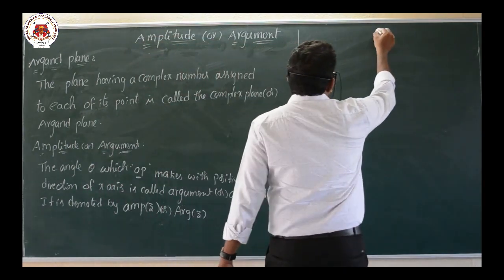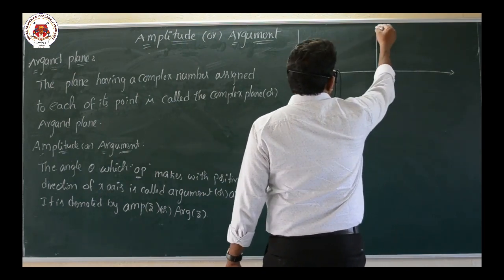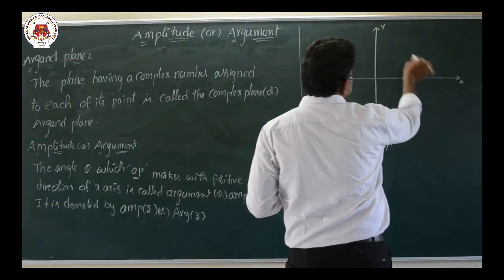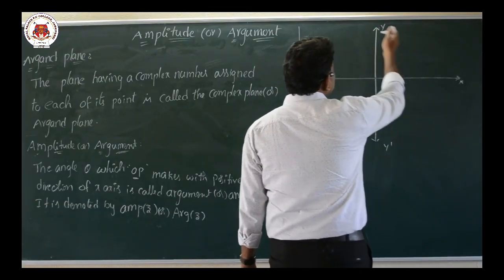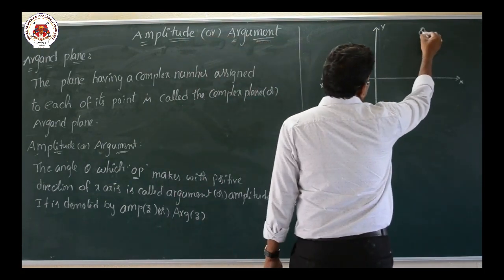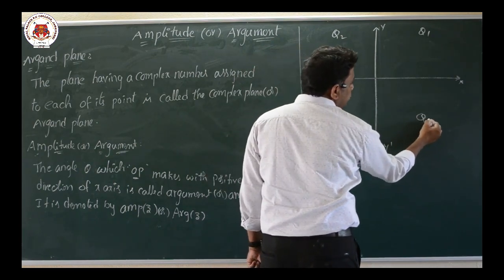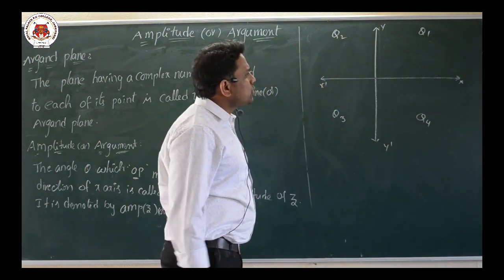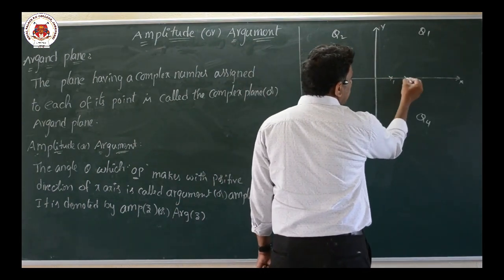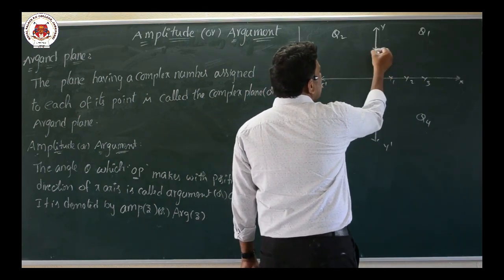Children, in your previous classes you know this coordinate system or coordinate plane, which has the x-axis and y-axis. Totally we have 4 quadrants. This is the first quadrant Q1, this is the second quadrant Q2, the third quadrant Q3, and the fourth quadrant is Q4. Here the x values are positive, and the y values are also positive.